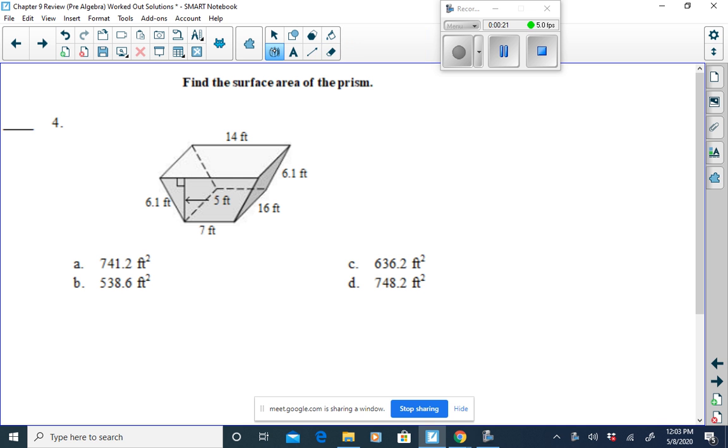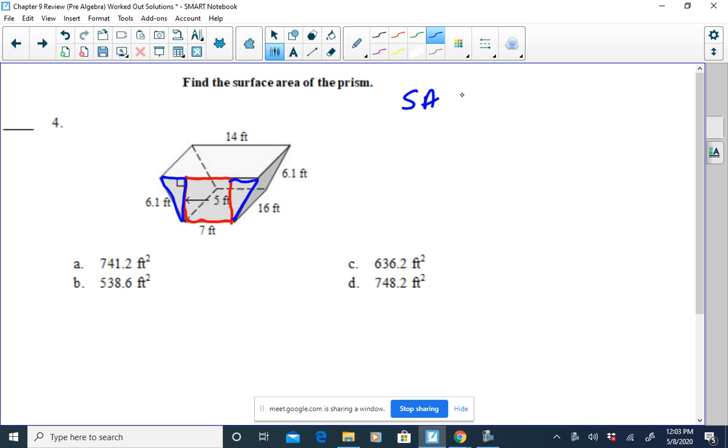So if we're decomposing this, we want to see the rectangle, and then we want to find the area of the triangles, because we know that surface area is equal to the base area plus the lateral area, right? So we got to start with that base area first. So we'll find that. Now, the rectangle, that's the easy part.